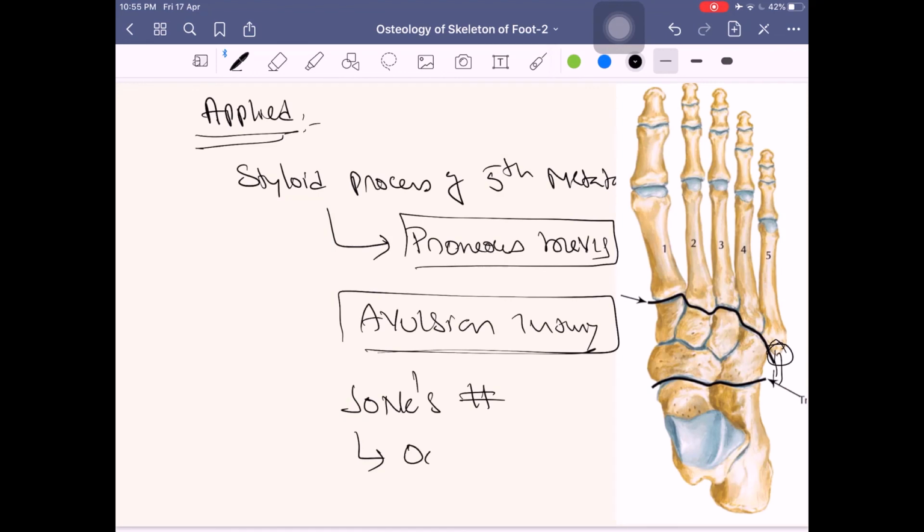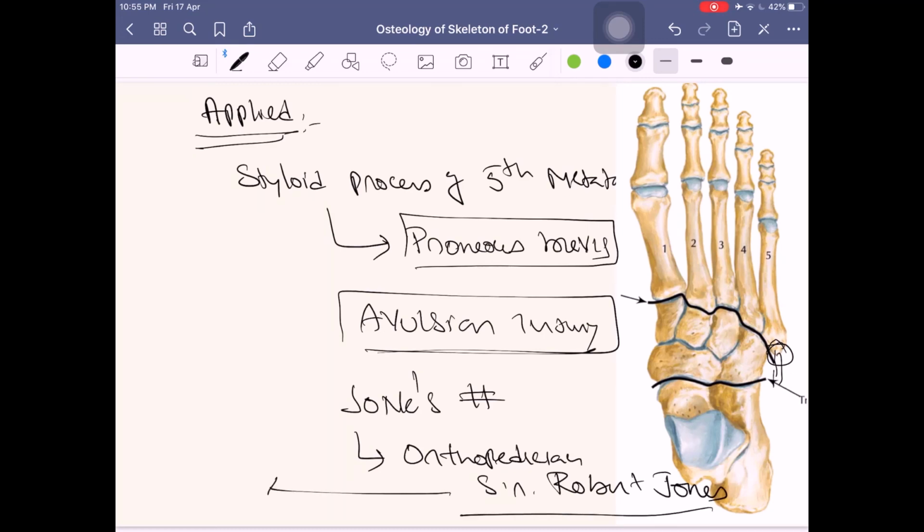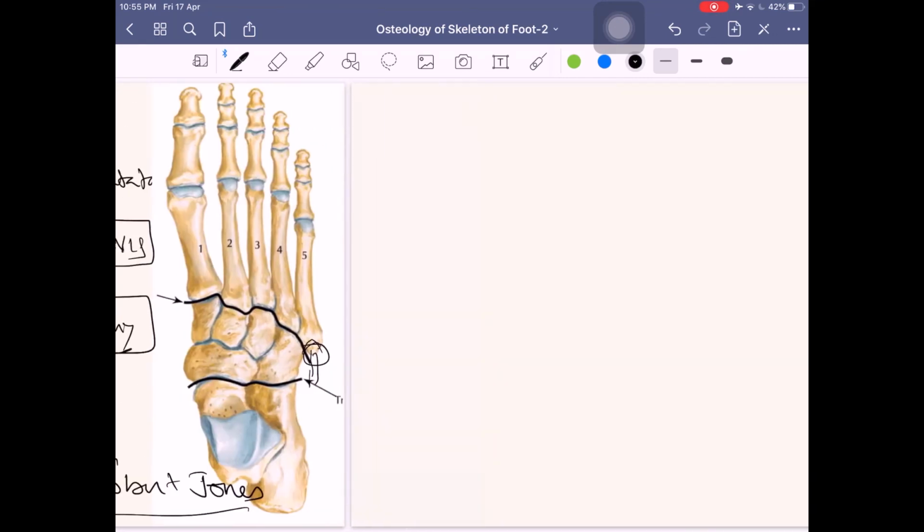It is called Jones fracture because it was named after an orthopedician by the name Sir Robert Jones. And the interesting thing is, Sir Robert Jones himself sustained this injury. So he was the first person to have this avulsion injury. Because he was the first patient and the one who actually worked on it, it is called a Jones fracture.